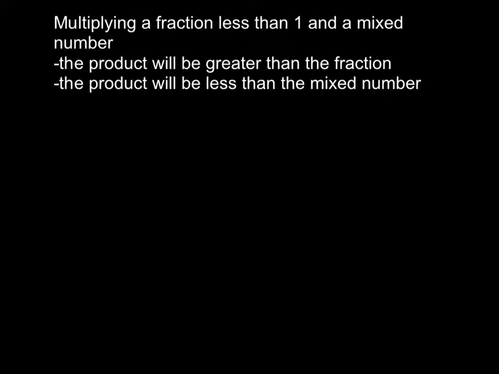This generalization is a little bit newer, but it actually is a lot like the first generalization we looked at. In this generalization, we're seeing that when we multiply a fraction less than 1 and a mixed number, the product will be greater than the fraction, but it will be less than the mixed number. So an example of that might be 1/3 times 2 1/4. But how does that relate to the first example that we saw?